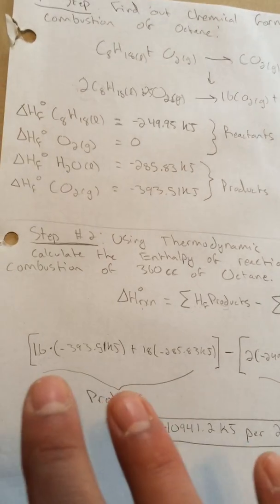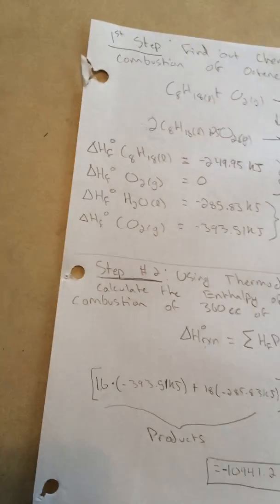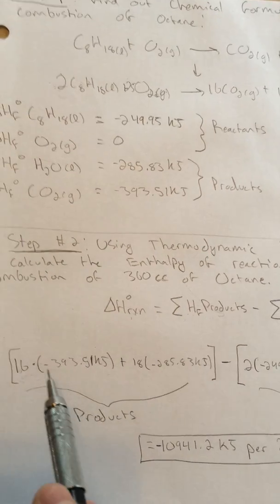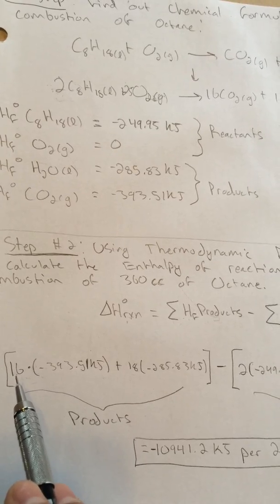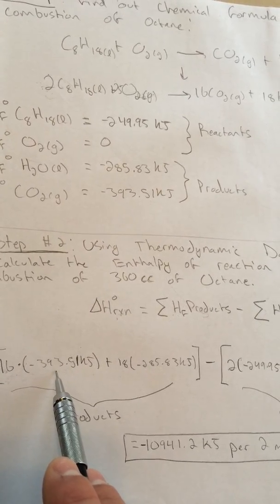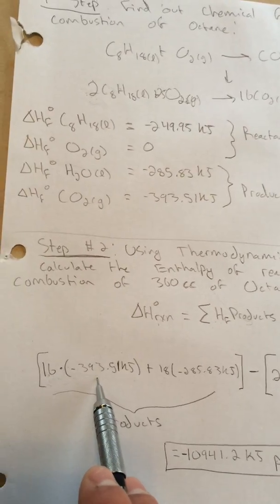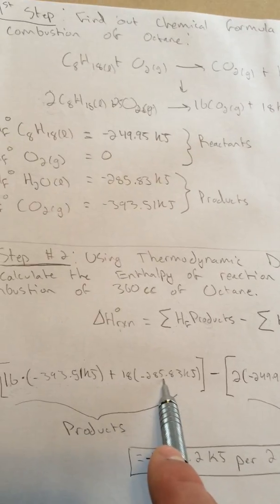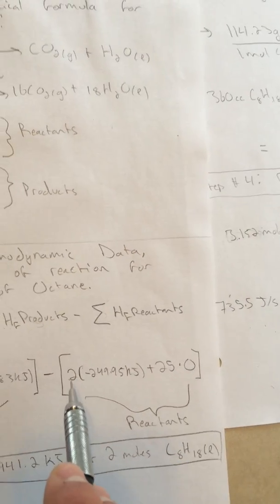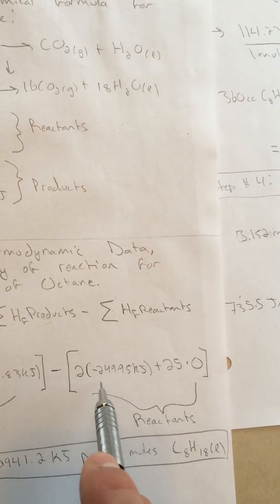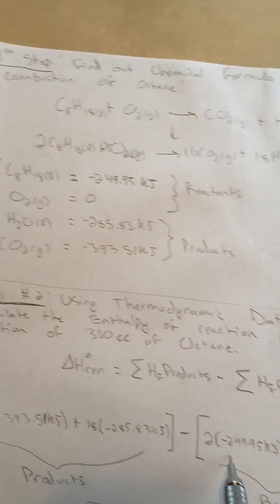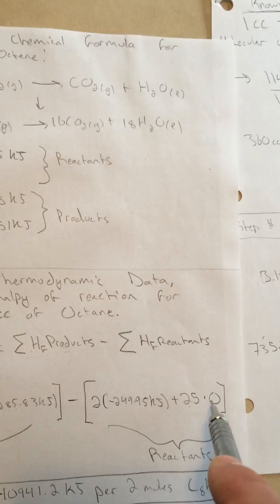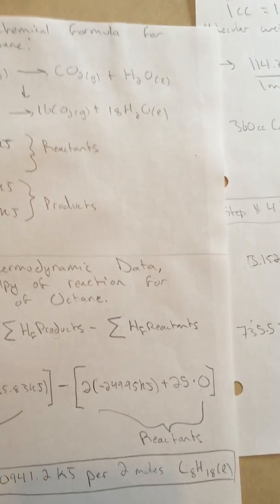And it allows us to make calculations like these much simpler. So that's what those coefficients are. It's telling us how much of each of these molecules there are in the reactions. So we have 16 moles of CO2, it looks like. 16 moles of CO2 plus 18 moles of H2O, because we have products. And then we're going to minus the reactants, so it's going to be 2 times the octane, 2 moles of octane, plus 25 moles of oxygen, which we know from our thermodynamic data is 0.